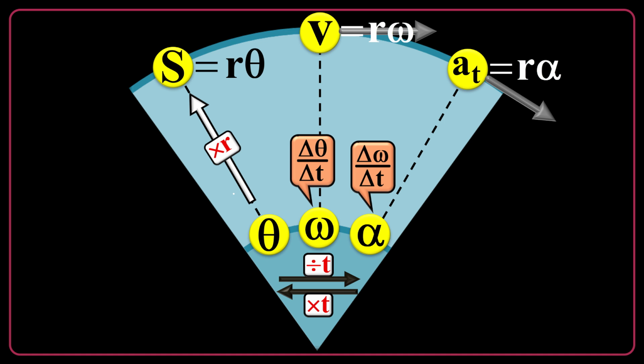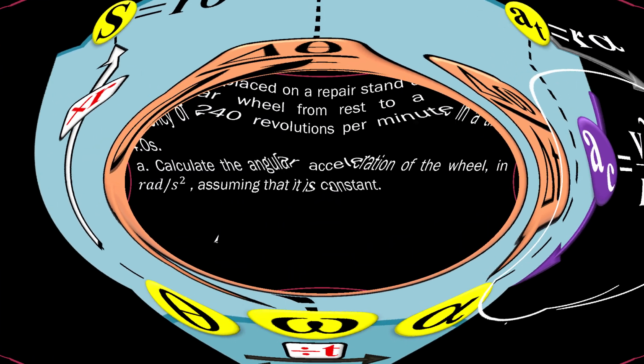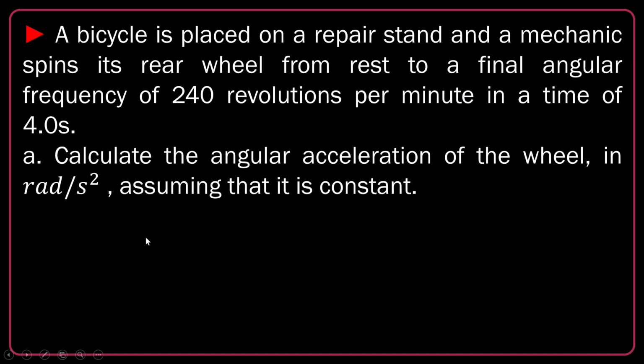I should remind you, we have another acceleration we learned in circular motion that necessarily always exists, regardless of whether the motion is uniform or non-uniform. It's v squared over r, or r omega squared. Centripetal acceleration, which is a vector toward the center. Okay, let's consider this question to learn more.